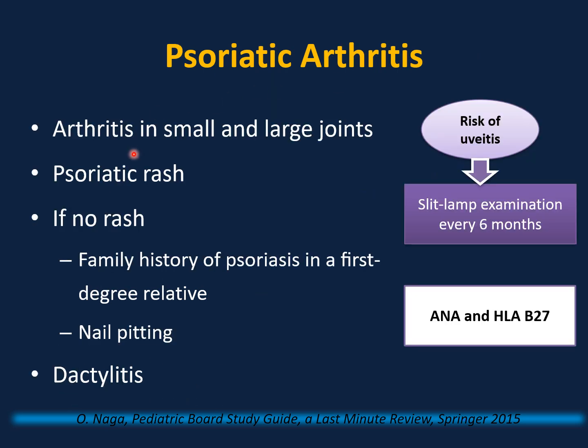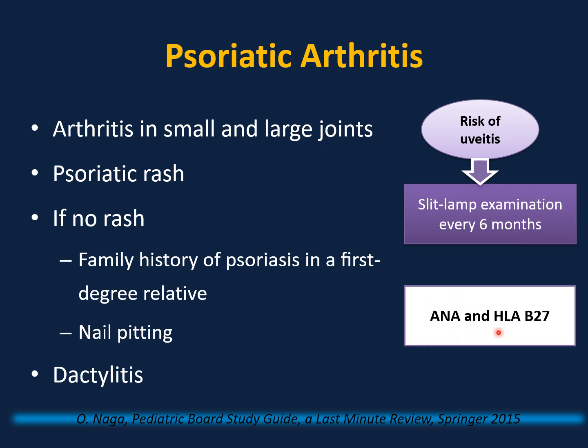Psoriatic arthritis is arthritis in small and large joints. If the patient is having psoriatic rash, this will make the diagnosis very easy. But if there is no rash, you have to take detailed history, including family history of psoriasis in a first-degree relative, and detailed physical examination, including the nail. Any patient in general with arthritis, you have to examine the nail. Nail pitting will make the diagnosis of psoriatic arthritis very likely. This can be associated with dactylitis as well. There is a risk of uveitis, so we have to do slit lamp examination every 6 months. This patient may also have positive ANA.